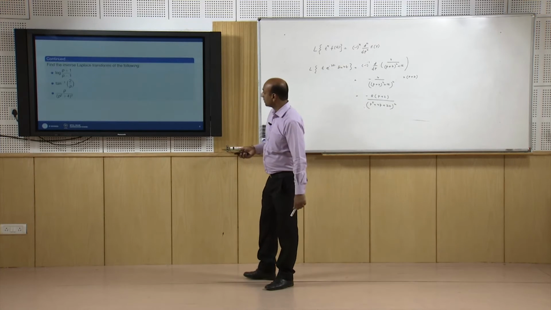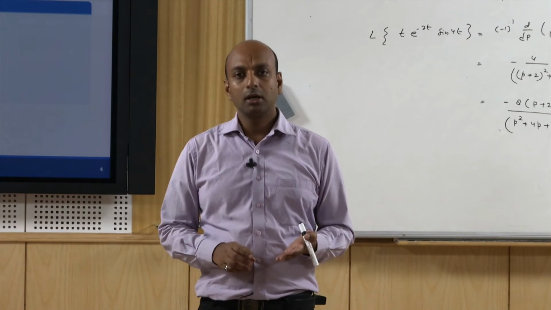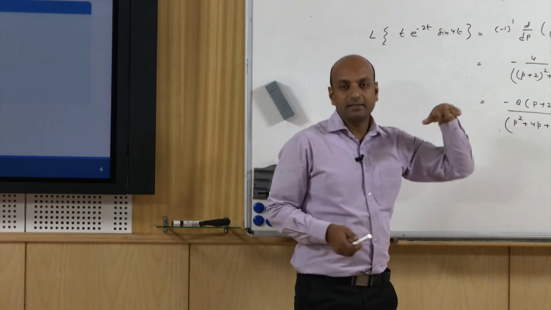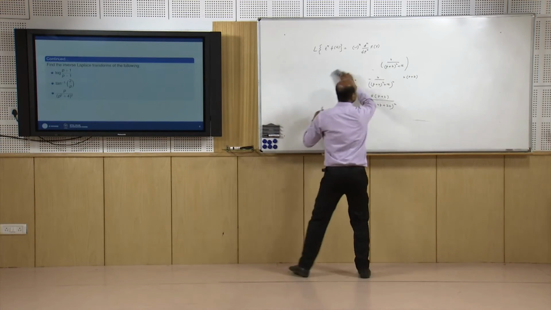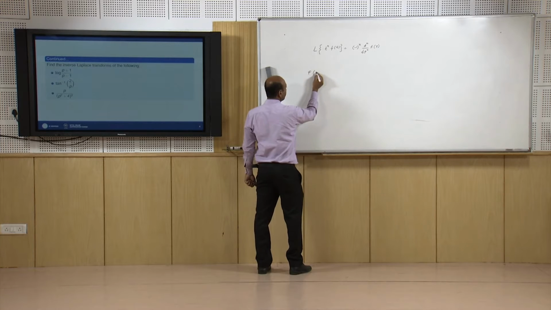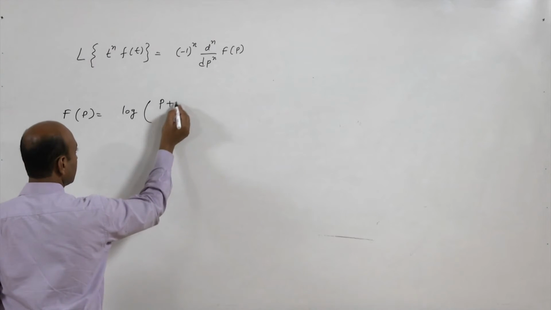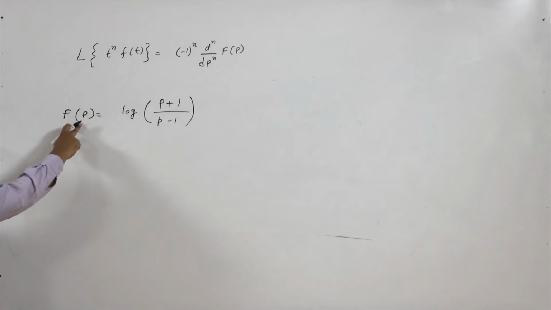Now, let us try to find the Laplace inverse of these expressions using this property. Whenever we have log, tan inverse, cot inverse, we always use the property that the Laplace inverse of t f t equals minus the Laplace inverse of d by dp of F p, this property. So, let us try to solve a few problems based on this. So, this is F p is log of p plus 1 upon p minus 1. So, we have to find the Laplace inverse of this F p.